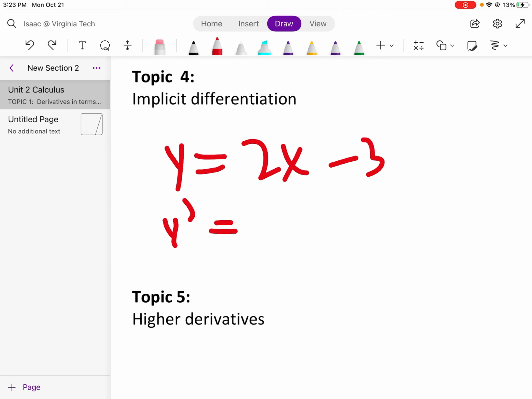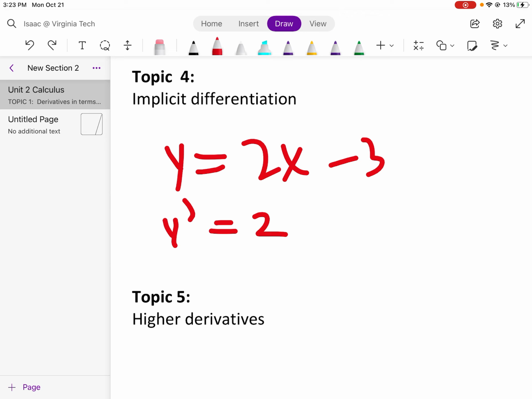This part right here, the exponent is 1. We put that over here. 2 times 1 is still 2. And then 1 minus 1 exponent is 0. So that's actually just going to be 2.